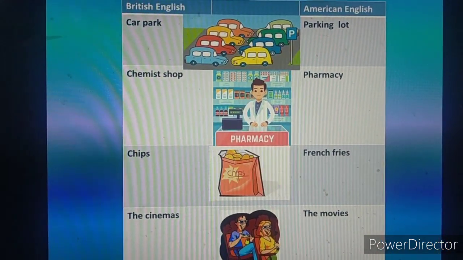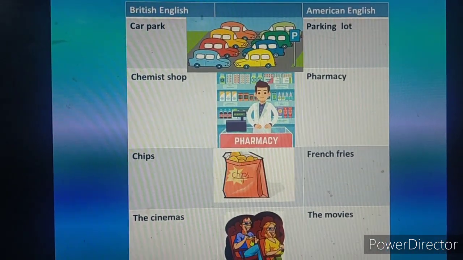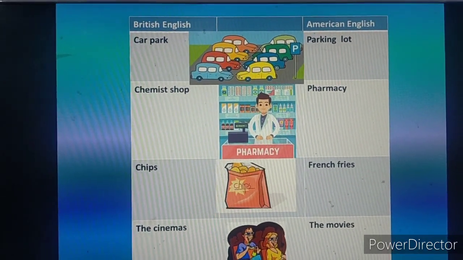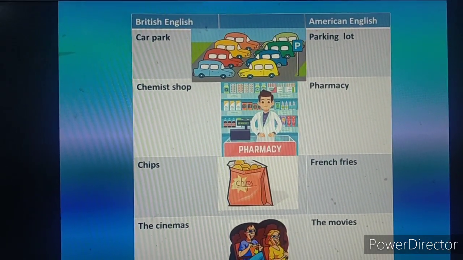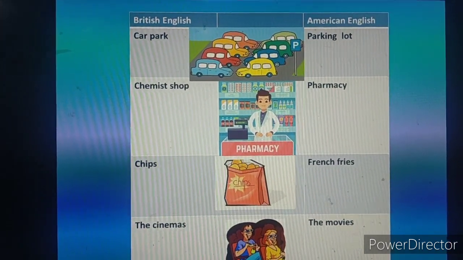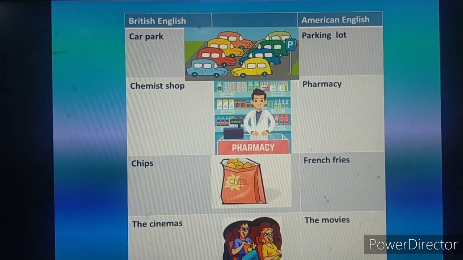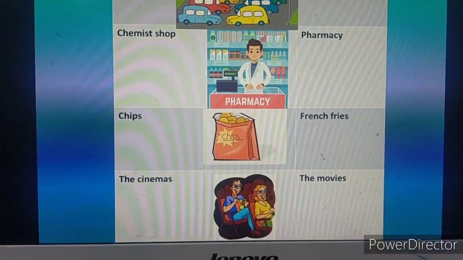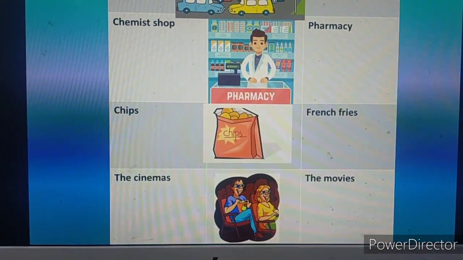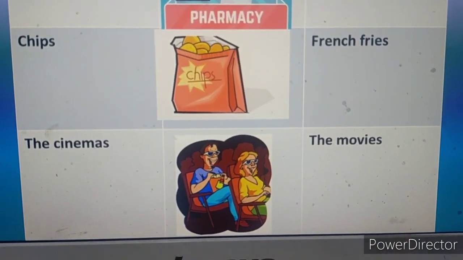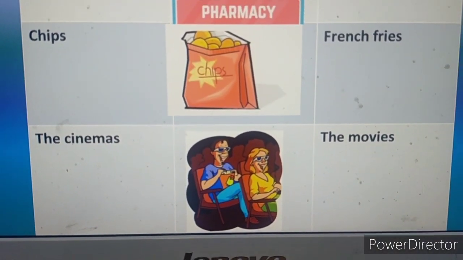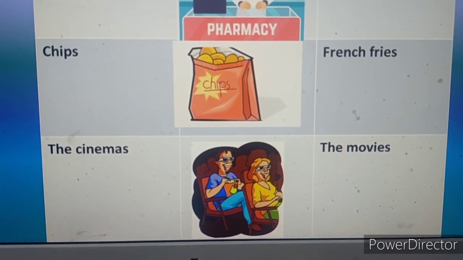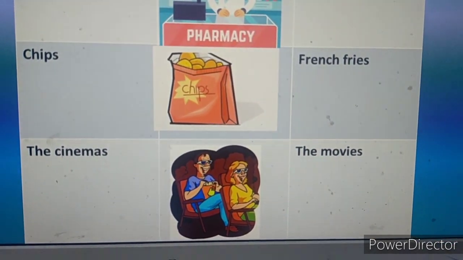Or say we talk about French fries, right? Actually, the other word for British is chips, and French fries is the American word for chips. But when we mean French fries, what we mean are the long strips of potatoes. Or say, as I told you earlier, how many of us actually go to the movies and not to the cinemas? Actually, the normal way of saying it, if we are really following British English, is the cinemas.